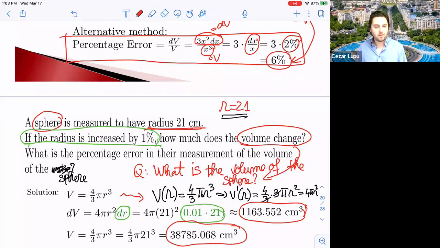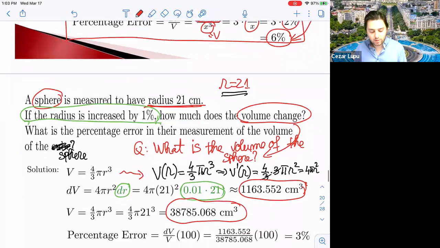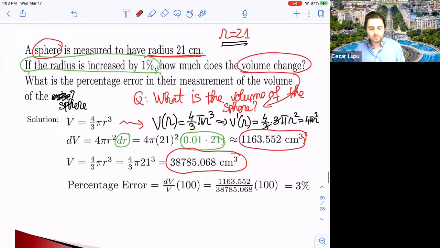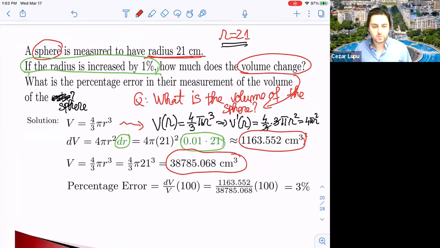Like I said, it's dV over V times 100, and guess what? It will give you this. So dV over V times 100, you just replace these two numbers here. You're going to divide dV over V, so this guy over here over this guy times 100, and in the end, it will give you 3%. So that is the error of the measurement in the volume of the sphere, right?